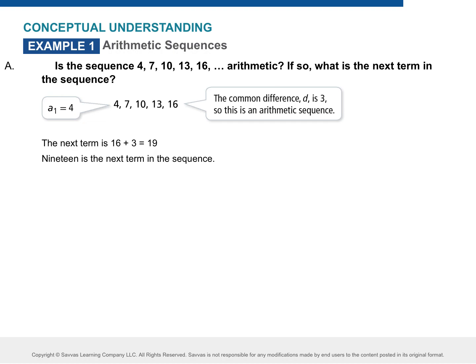So here, what's happening from 4 to 7? Add 3, 7 to 10. Add 3, 10 to 13. Add 3, 13 to 16. I'm going to ask you this. What is our A1? A1 means our first term in the sequence was 4. What is our common difference? 3. Good.